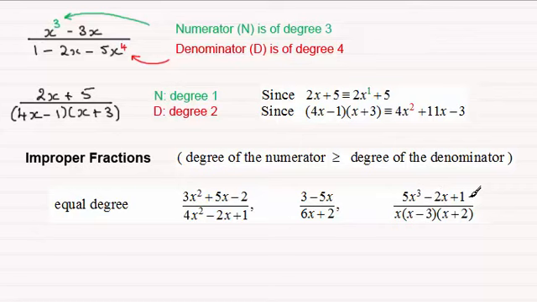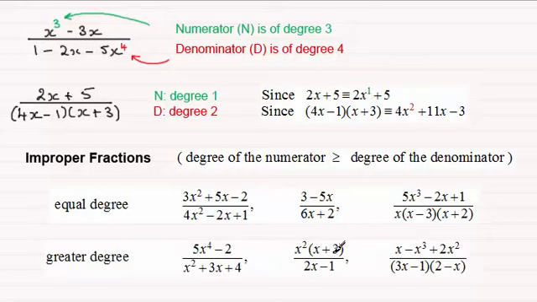And with this example, we've got a cubic expression on the top, so the degree here is 3. And with this one in the denominator, when you expand it out, you're going to get x times x times x, which is going to give you x cubed. So the degree of the denominator is 3. So those are equal degrees. Here are some examples of three fractions where the numerator is of greater degree than the denominator.